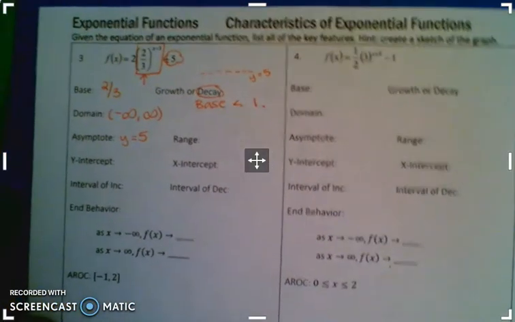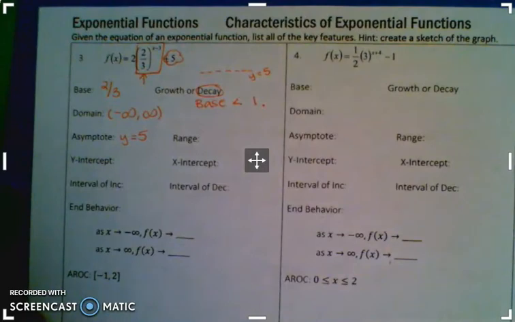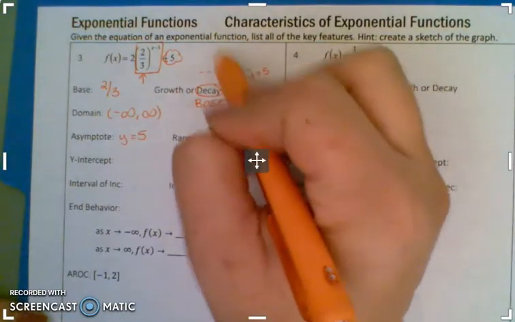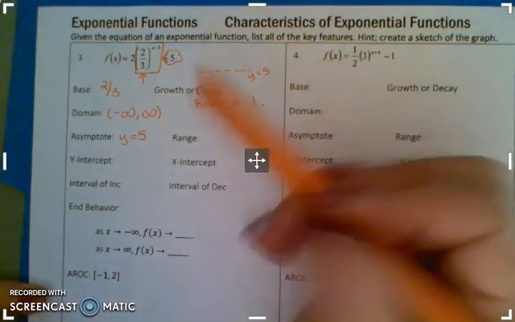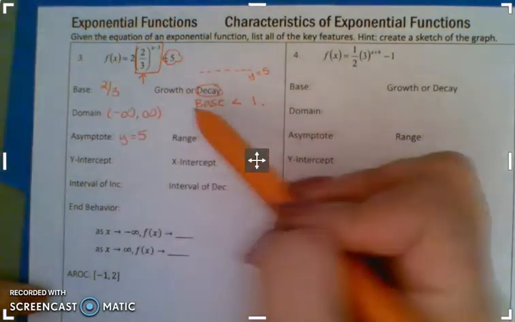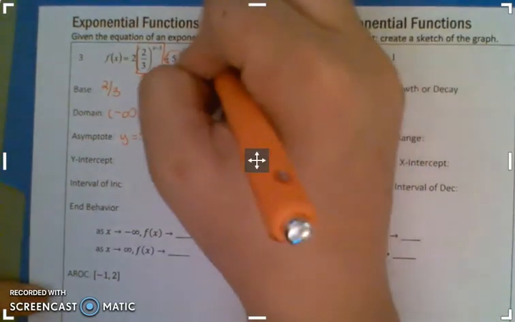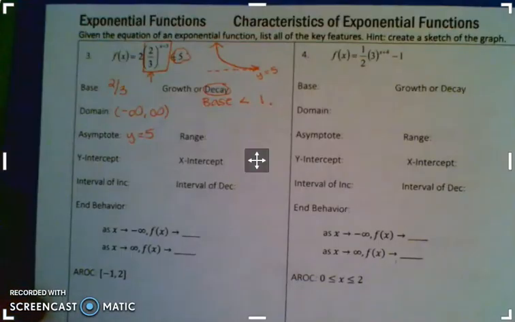Then I have to draw my banana-shaped graph. So I either have to draw it increasing or decreasing. Well, we already said it's decay because of the base, so my graph is going to look something like that.